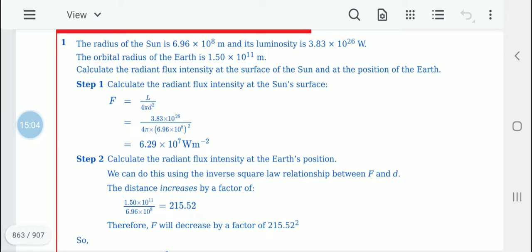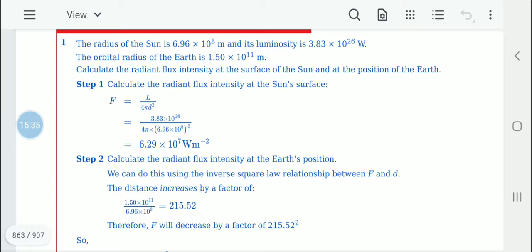So what we do is we calculate the radiant flux intensity at the Sun's surface using F equals L upon 4 pi d squared. We substitute the values; luminosity has been given. We know that it is 6.29 × 10^7 watts per meter squared. Then we calculate the radiant flux intensity at the Earth's position by using the inverse square law relationship between F and d. We can find this.